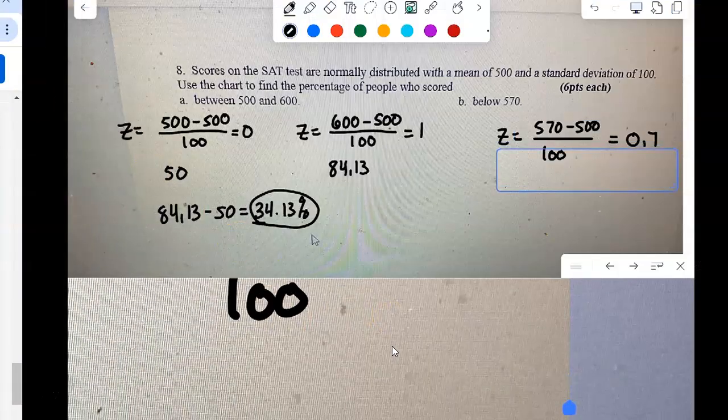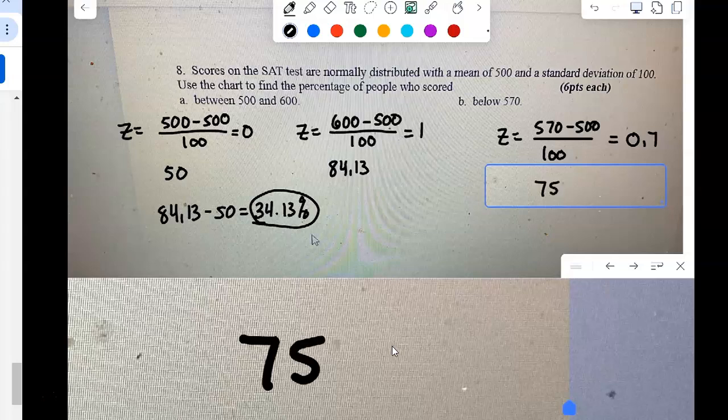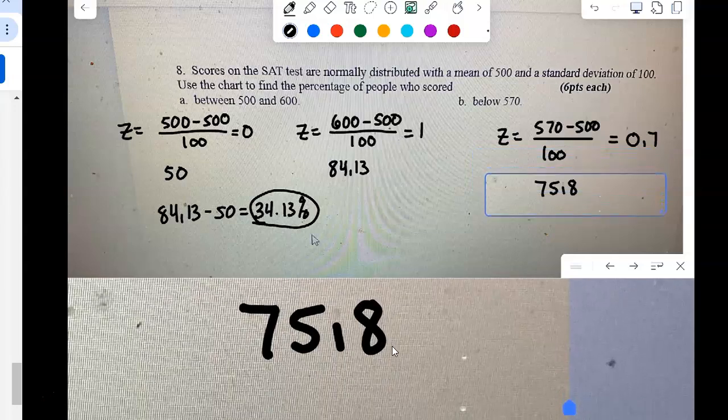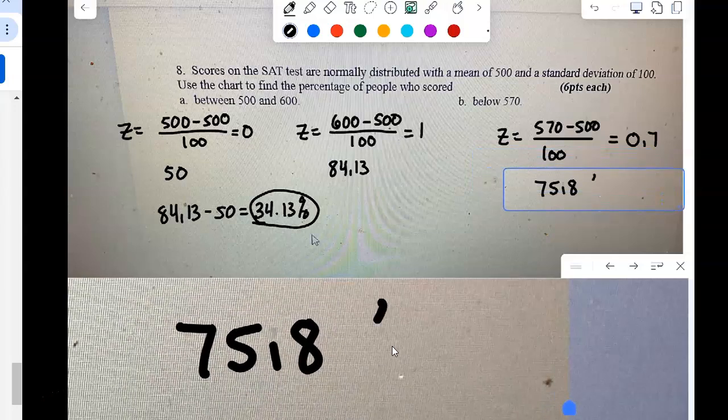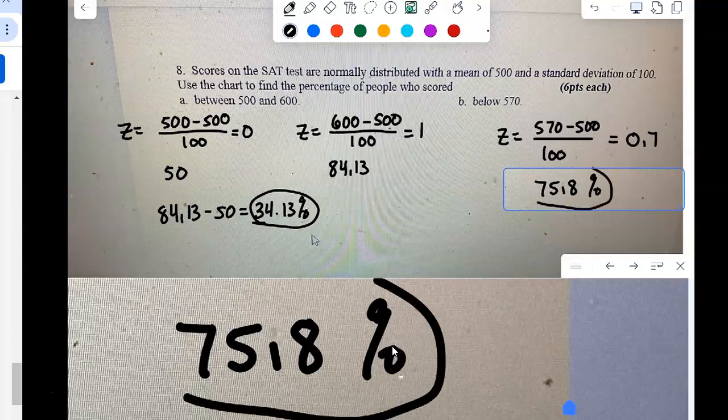Now, since it's the percent below, and that's what the chart actually tells us, that's our answer. We're done with the problem. 75.8% of people that take the SAT test on a particular part, whether it's the reading or the math, score below 570.